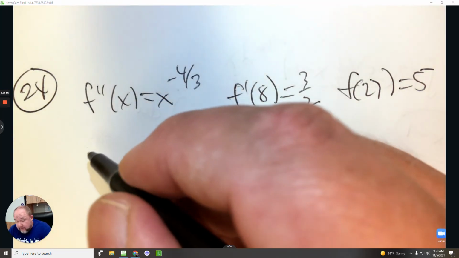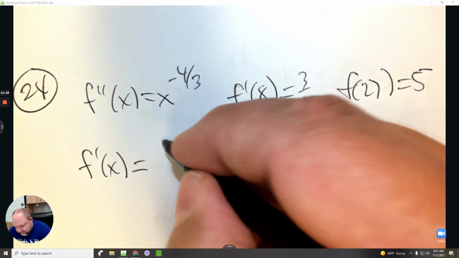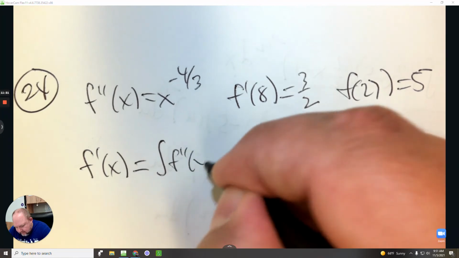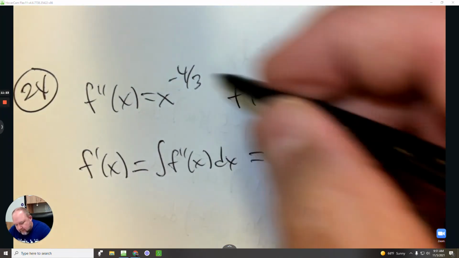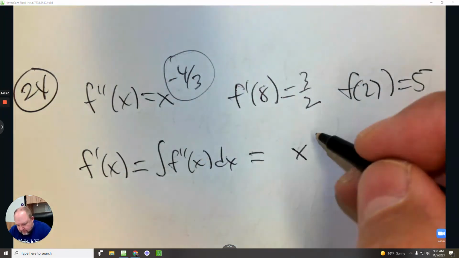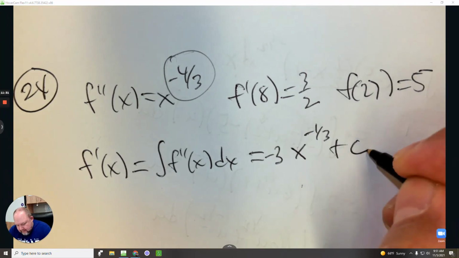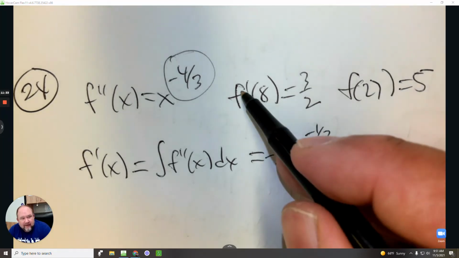So my goal is to find f at x. So first I need to work back one step at a time. I'm going to do the integration of the second derivative. So I'm going to add 1 to the exponent. So negative 4 plus 3 is negative 1/3, and instead of dividing, the reciprocal. And then the constant.